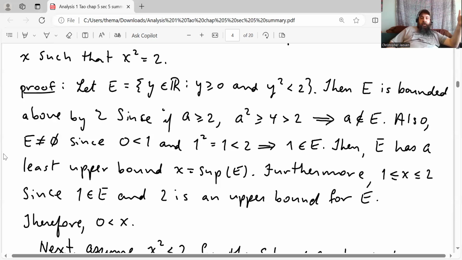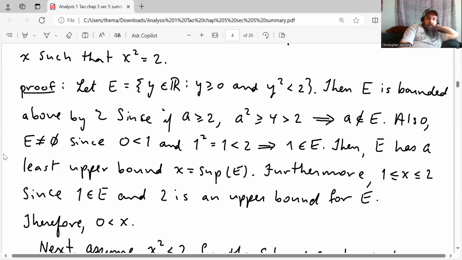We'll call it sup E, so x equals sup E. Furthermore, x is greater than or equal to 1 and less than or equal to 2, since 1 is an element of E and 2 is an upper bound for E. So in other words, since 1 is an element of the set E, we know that the supremum has to be greater than or equal to that number by definition of supremum, and it has to be less than or equal to 2 because the supremum is the least upper bound, and we know that 2 is an upper bound for the set E.